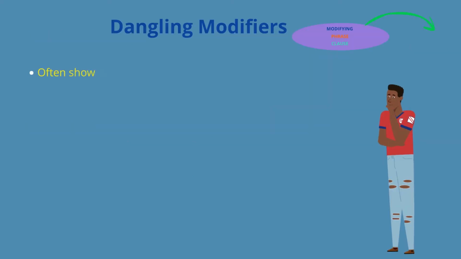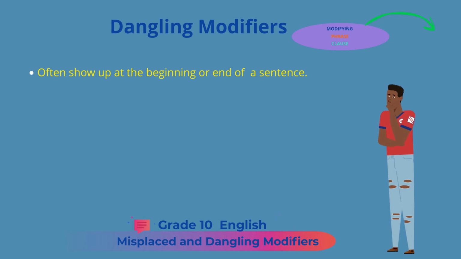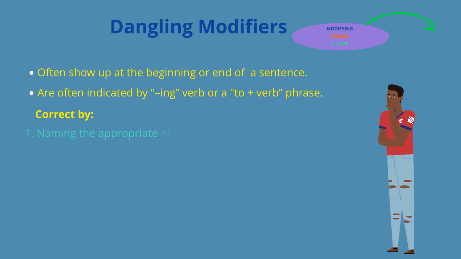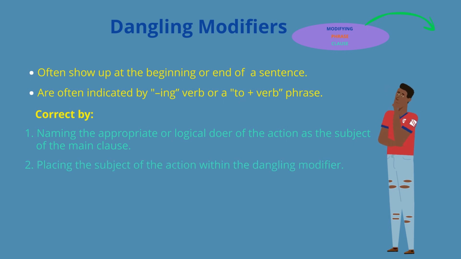Dangling modifiers often show up at the beginning or end of a sentence. They are often indicated by an ing verb or a to plus verb phrase. We correct dangling modifiers by 1. Naming the appropriate or logical doer of the action as the subject of the main clause. 2. Placing the subject of the action within the dangling modifier. Or 3. By combining the phrase and the clause.